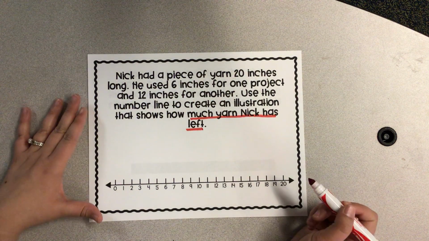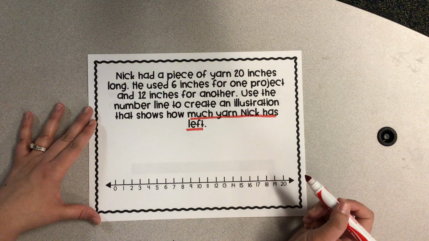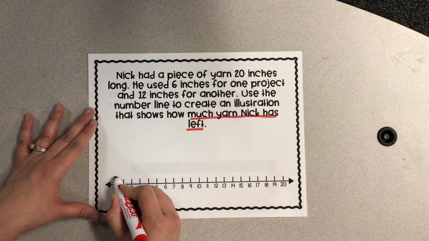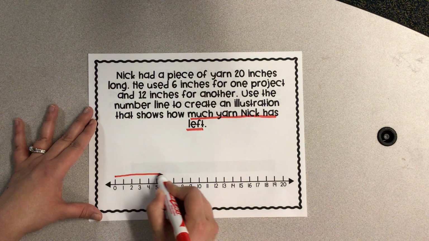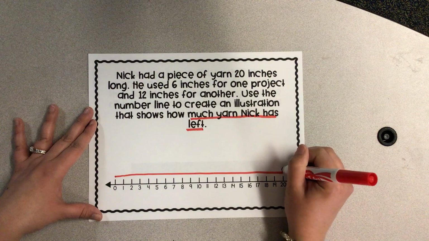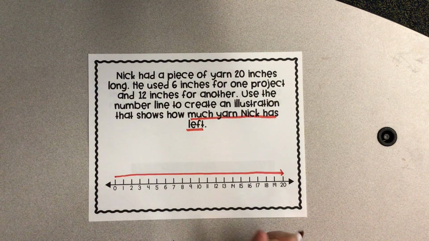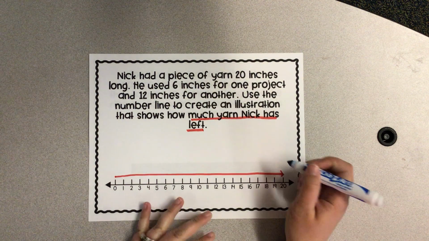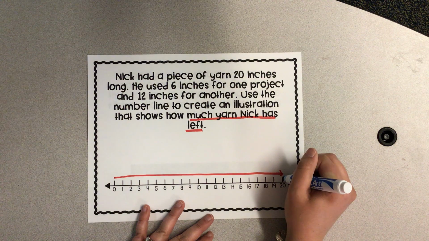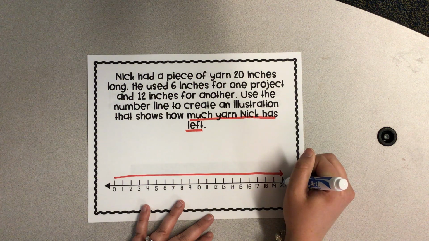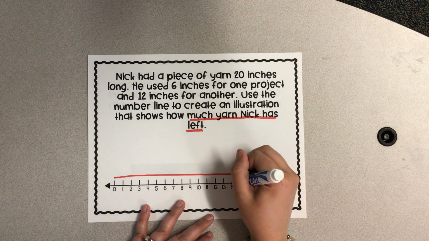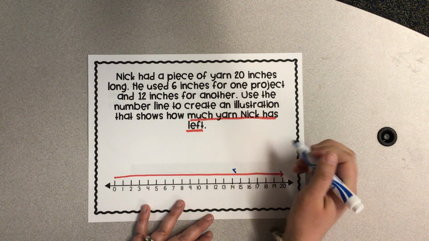So it says he has a piece of yarn that was 20 inches long. He uses 6 inches for one project and 12 for another. So I'm going to draw a line from 0 to 20. That's how long the yarn is. That's where we're going to start. Now, he uses 6 inches for one project. I'm going to start at 20 and I'm going to count back 6. You don't count until you move. So 1, 2, 3, 4, 5, 6. So we're going to stop right here.